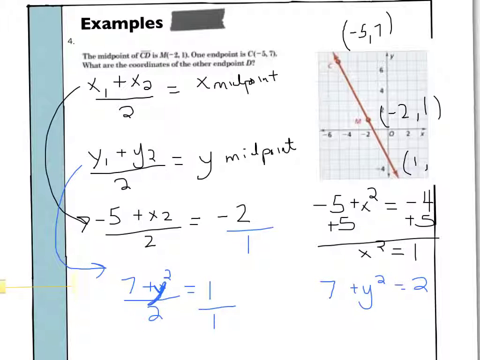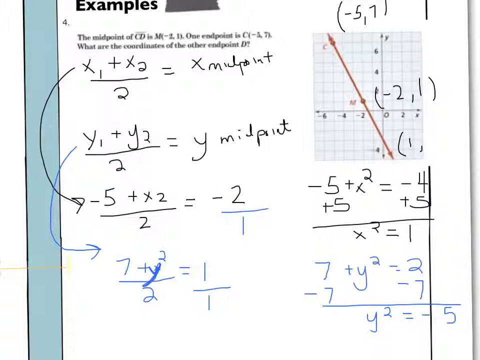Cross multiplied again. Now I'm going to just subtract 7 from both sides. It appears that we get -5. So the coordinate of the other endpoint is (1, -5). If we were to look at it practically and figure out where (1, -5) is: 1 over, down 5, about right there. And it actually makes sense. If these 2 points were the endpoints, then that would be the midpoint of the segment.